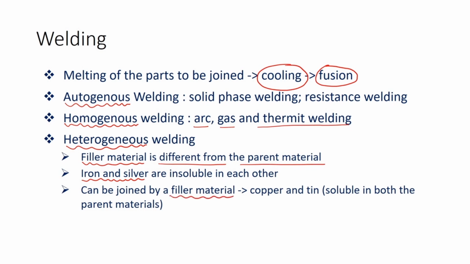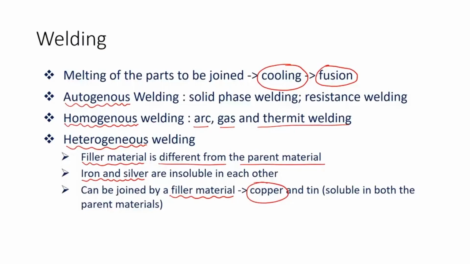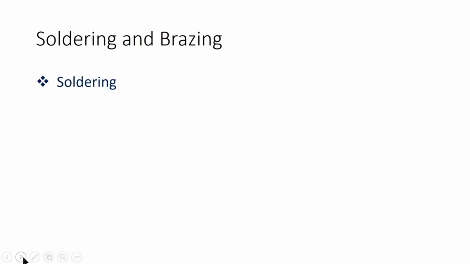The filler material should be soluble in both parent materials. So, here we can have an option of copper and tin. Copper and tin are both soluble in iron and silver. So, we apply heat energy, we melt the copper, and that molten copper will be utilized to join the iron and silver. So, soldering and brazing are examples of heterogeneous welding.